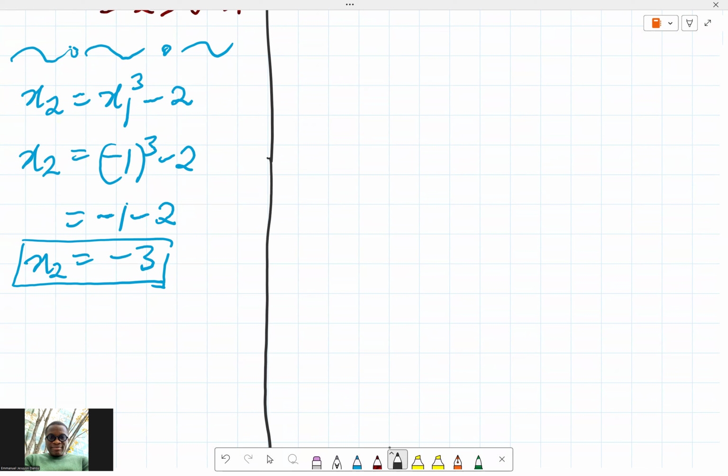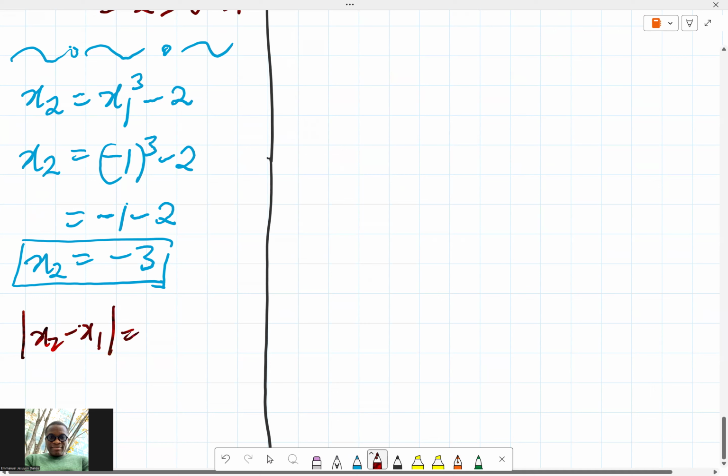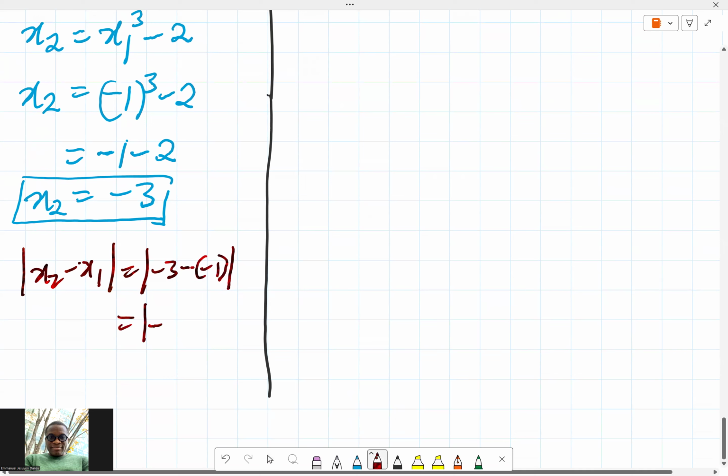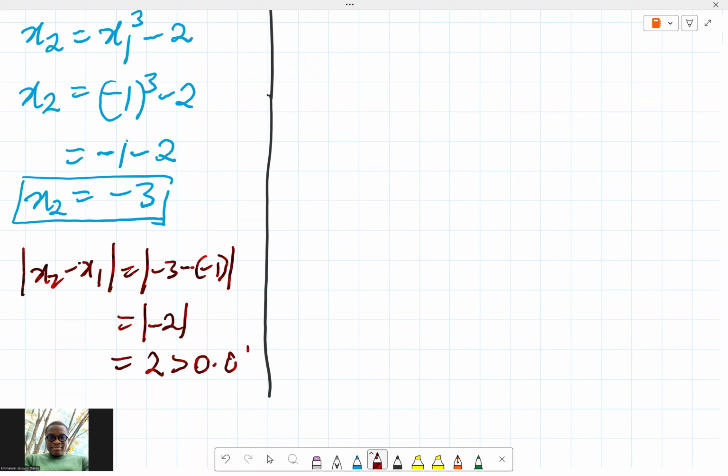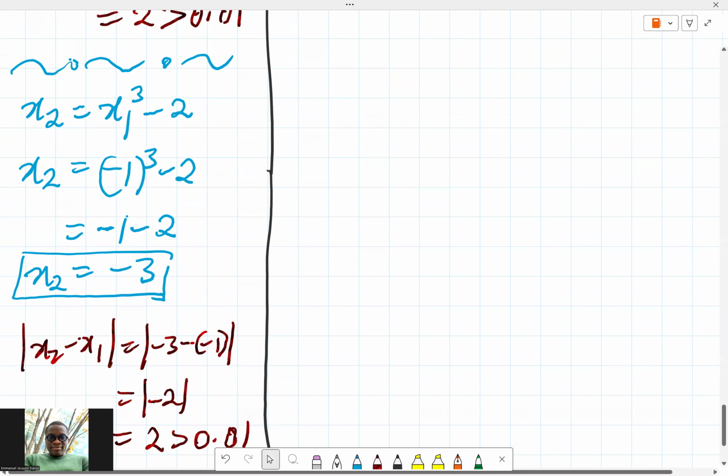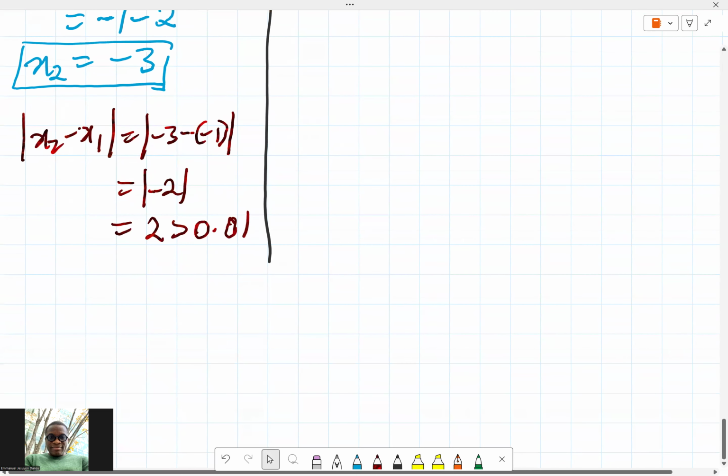So again, let's check. Have we arrived yet? To check for that, we have absolute value of x2 minus x1. x2 is minus 3, x1 is minus 1, so that's minus minus 1. And then we have absolute value of minus 2, because minus 3 plus 1 is minus 2. So that is still 2, which is still greater than 0.01. So iteration continues. So again, we keep going.